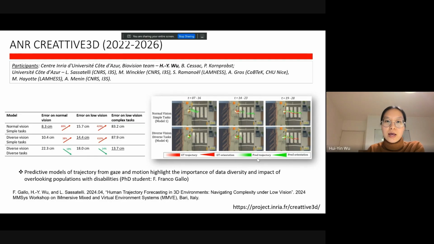The results of this work have been published in open data sets, which we can also use for different purposes, such as statistical modeling in cognitive sciences, or using deep learning techniques to create predictive models of user behavior. For example, here we show some predictive models of trajectory from gaze and motion, where we can see the impact of different cuts of data. When models are trained only on normal vision and simple tasks, they have difficulty generalizing to data that has, for example, simulated low vision conditions. It also shows the impact of data bias on the models that we currently use in different applications, such as autonomous driving or other real-life applications.